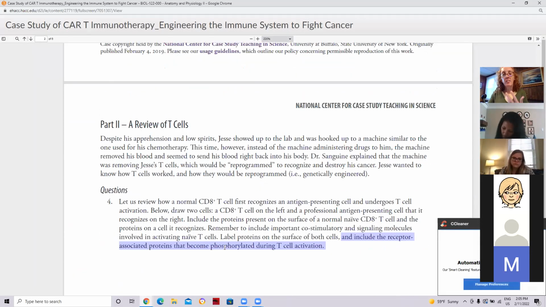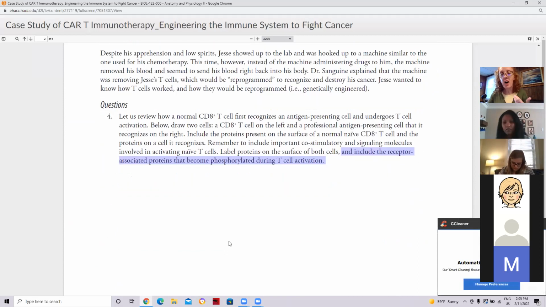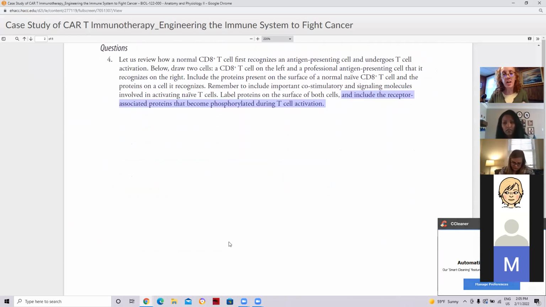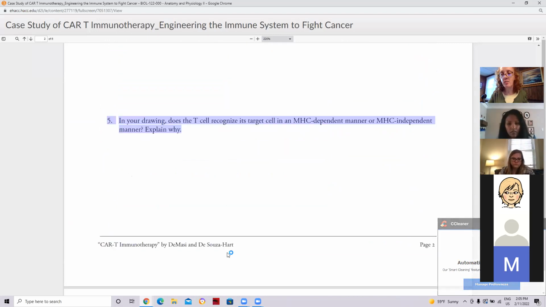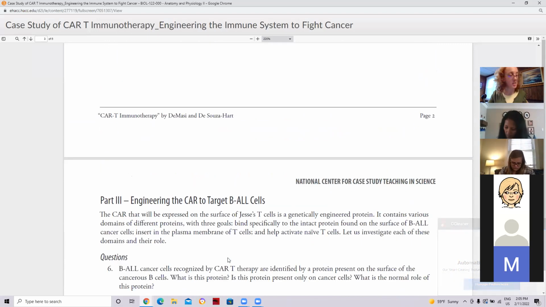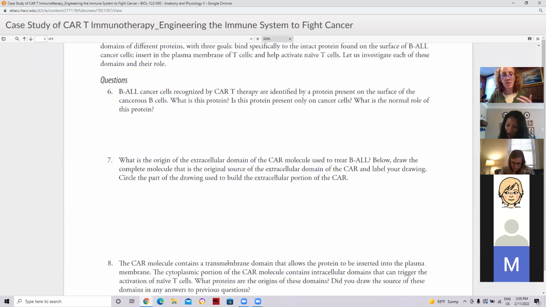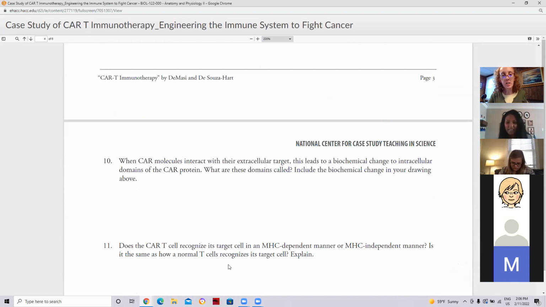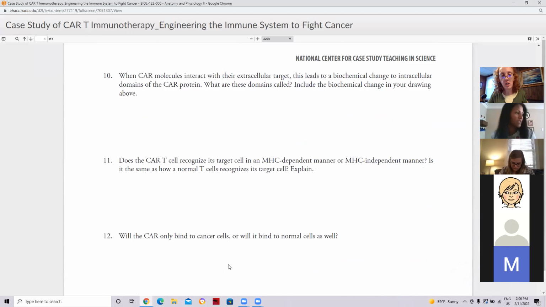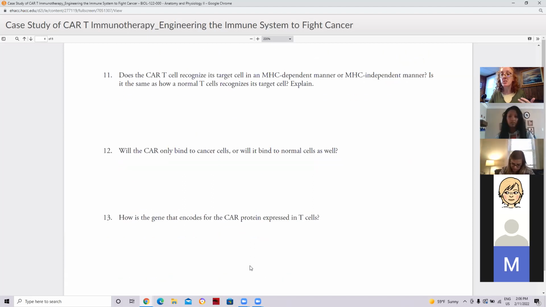The questions that I give you, if we haven't talked about it in class, I'm not going to ask you to do it. And we're not masters about CAR T therapy. So don't worry about question 10 or 11. Will the CAR only bind to cancer cells, or will it bind to normal cells as well? What would you say? What does it bind to, guys?